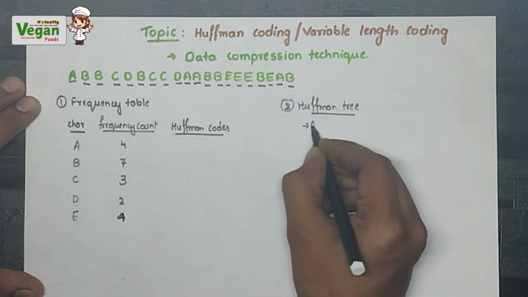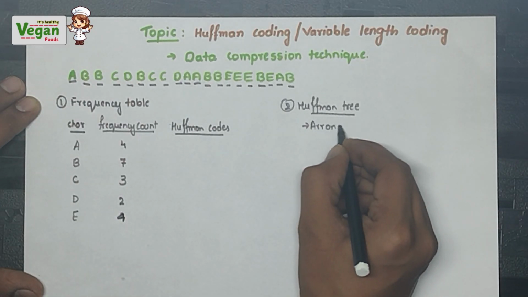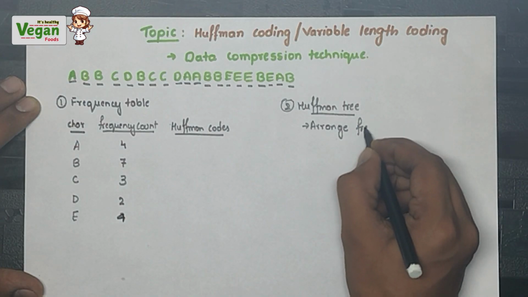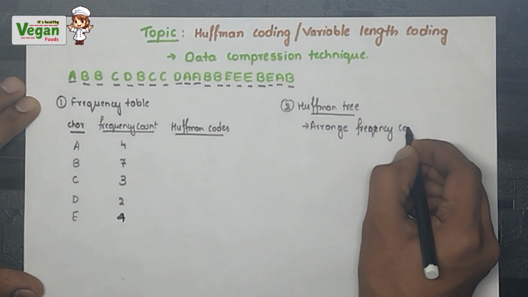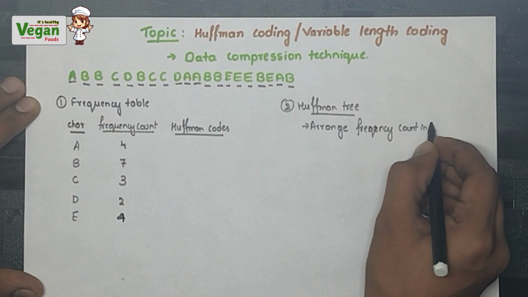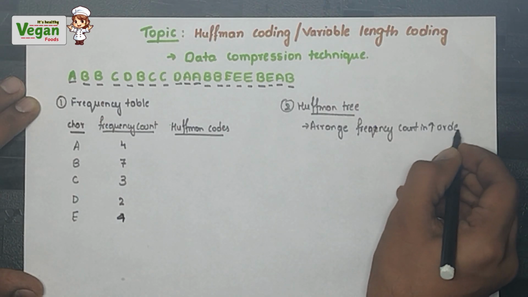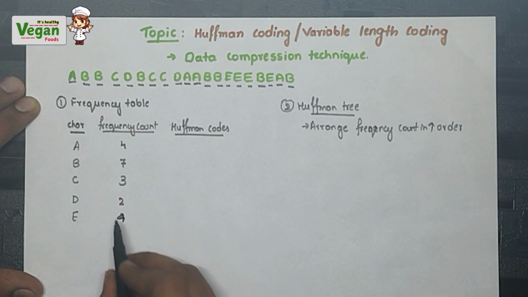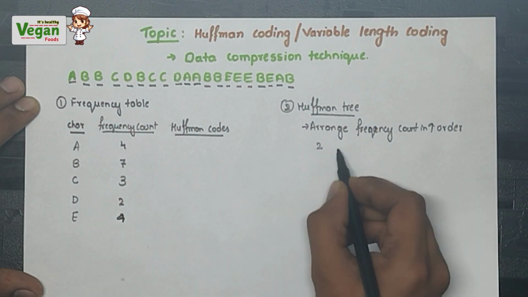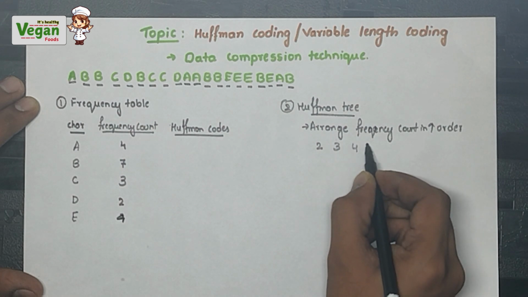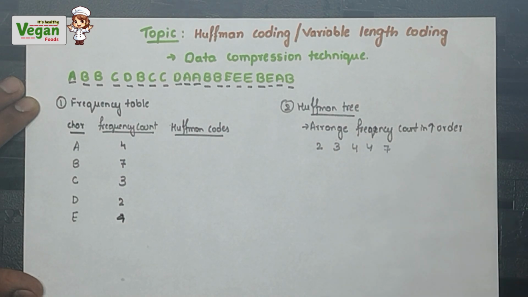To draw the Huffman tree, first arrange the frequency counts in increasing order. If you arrange them in increasing order, 2 is the least one. So 2, next it will be 3, next it will be 4, 4 and 7.